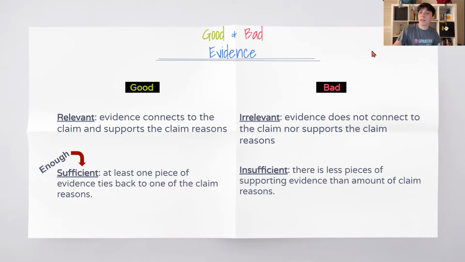Okay, so what's bad evidence? Bad evidence is irrelevant and insufficient. So we covered what irrelevant evidence was in the last video. Again, it's just evidence that doesn't connect to the claim, and it doesn't even support the reason. So it's just a random statement that was put out there in the text that doesn't really give us much about anything of what the author's trying to say.